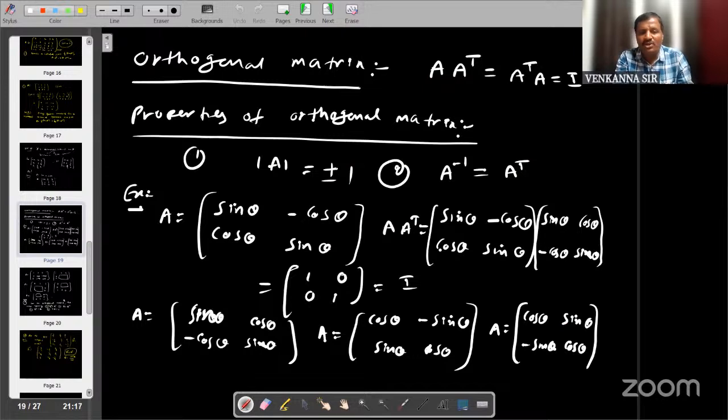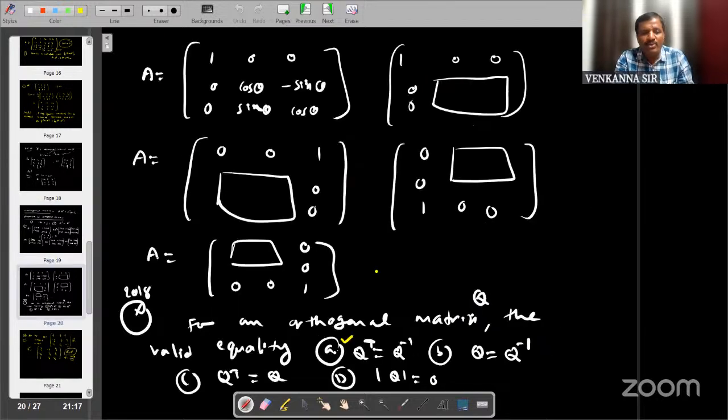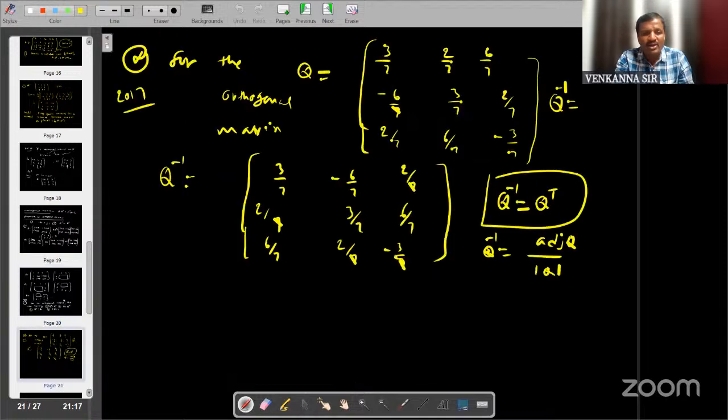Condition for orthogonal matrix, A into A transpose is I. What are the properties? Different examples. So many examples are there. For orthogonal matrix Q, Q transpose is Q inverse. Determinant of orthogonal matrix is plus or minus 1. For the orthogonal matrix given Q, what is the Q inverse? Q transpose. So these are all different properties about orthogonal matrix.